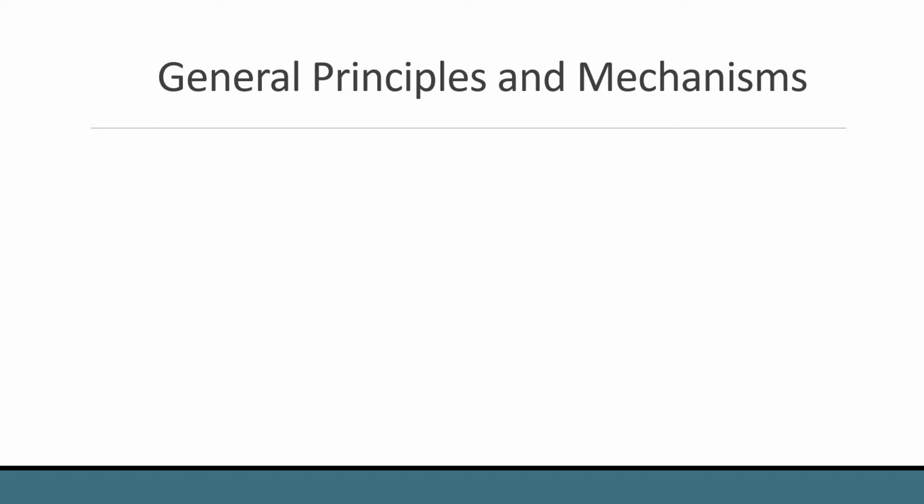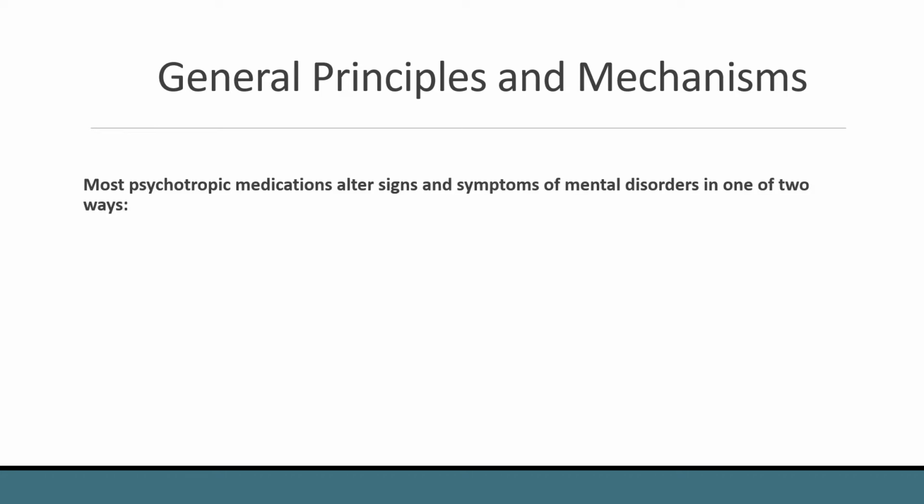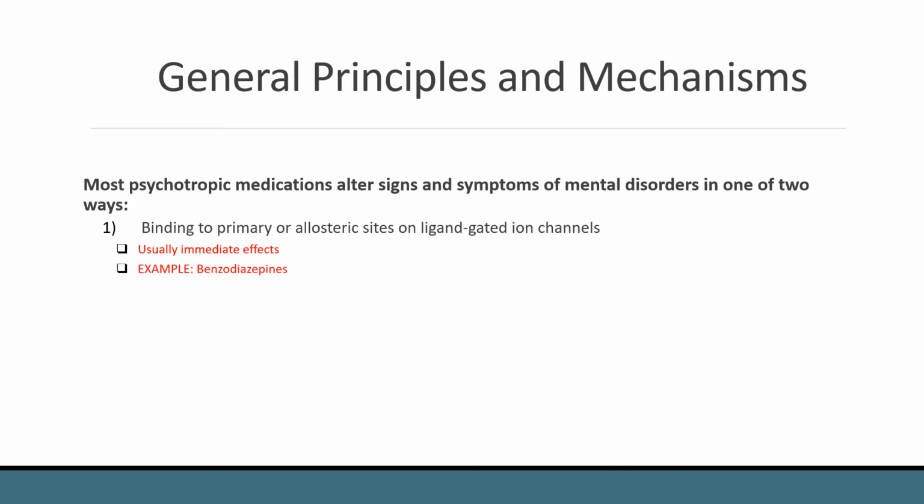So, general principles and mechanisms. Most psychotropic medications alter signs and symptoms of mental disorders in one of two ways. One of those ways is that they bind to primary or allosteric sites on ligand-gated ion channels, and this will usually produce an immediate effect. For example, when a benzodiazepine binds to the GABA receptor, it causes an increase in chloride influx into the neuron, hyperpolarizing the cell and inhibiting its ability to reach threshold for an action potential. This is a relatively fast acting mechanism.